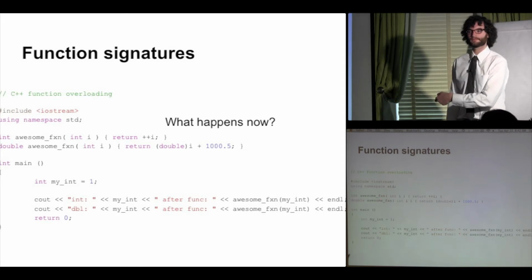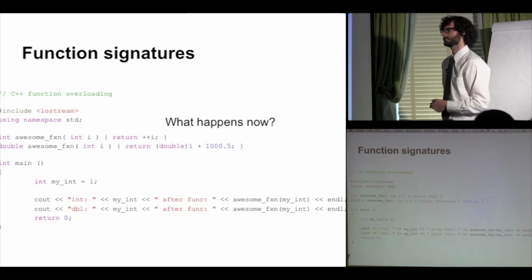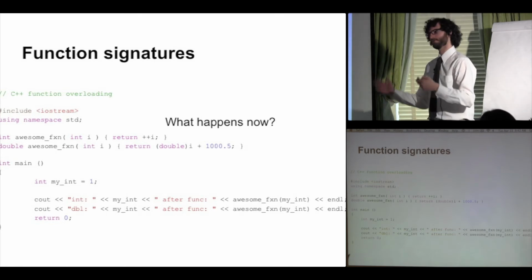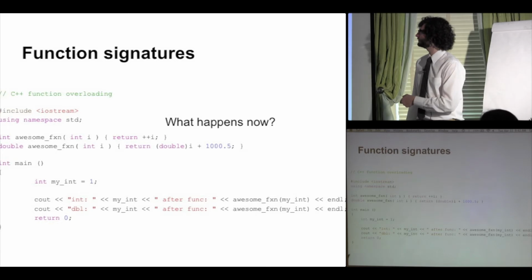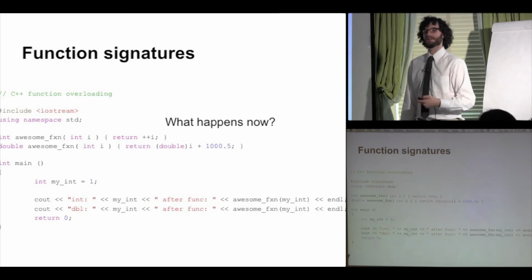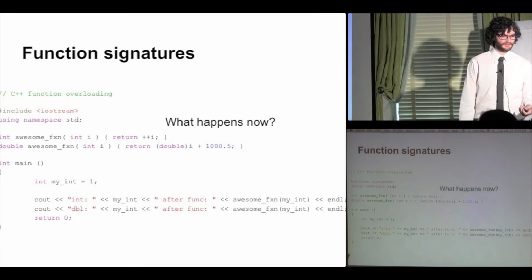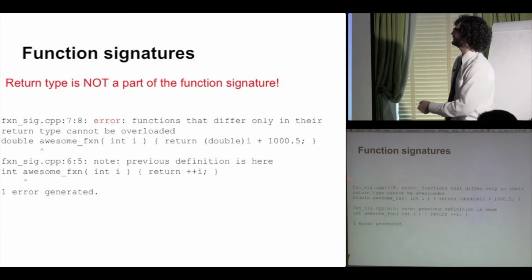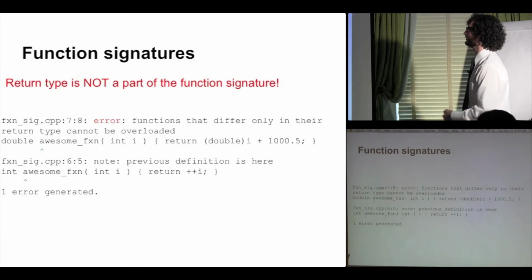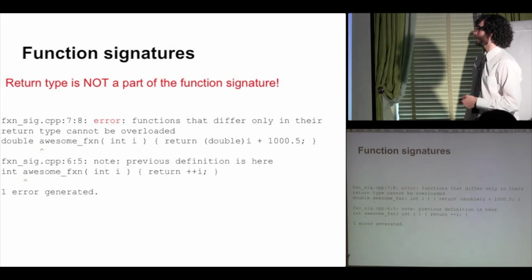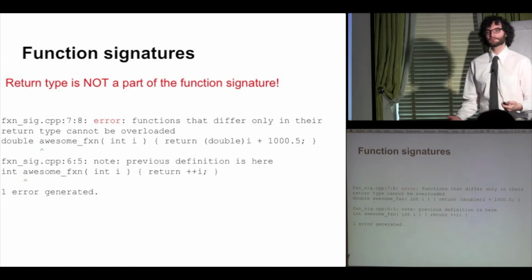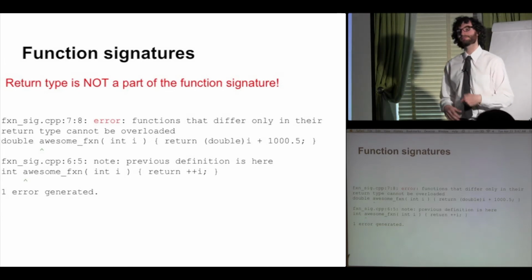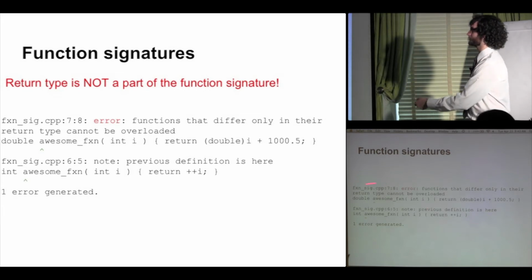So we get an error, right? You can cast anything however you want. When the awesome function gets the integer, it doesn't know whether to output an int or a double. Exactly. So when you do this, you get an error, and it says return type cannot be overloaded. What's happening here is that the return type is not part of the function signature. You can change it all you want, but it doesn't make it a different function. You have to change something else about it.